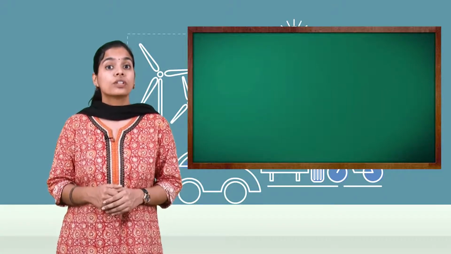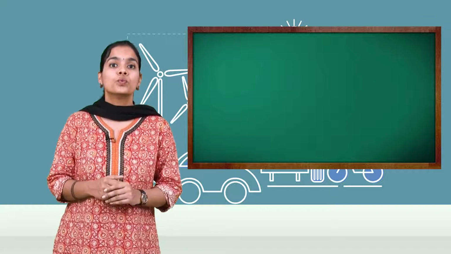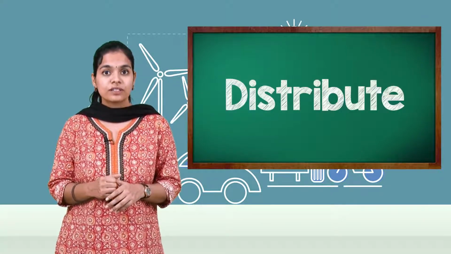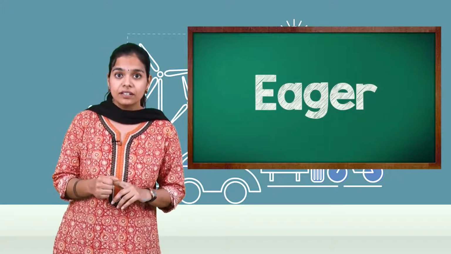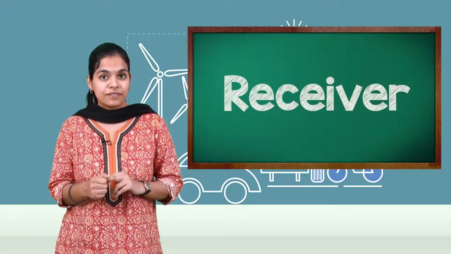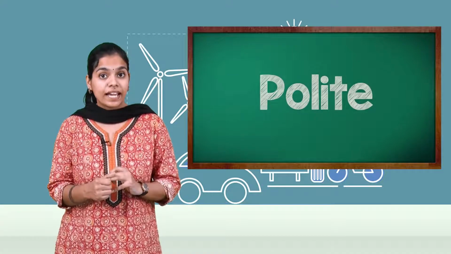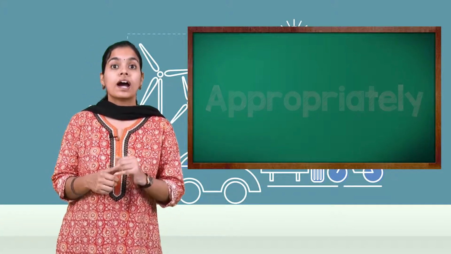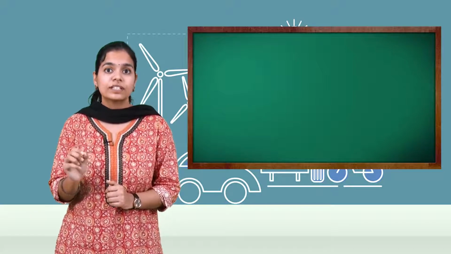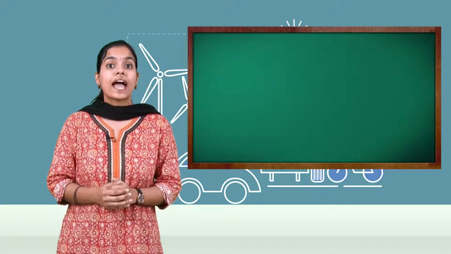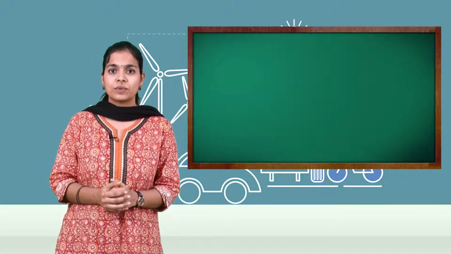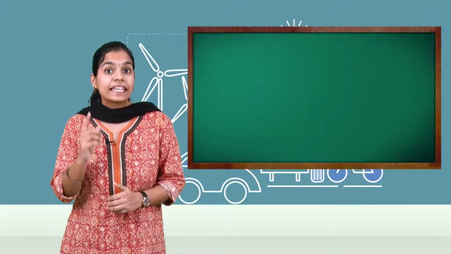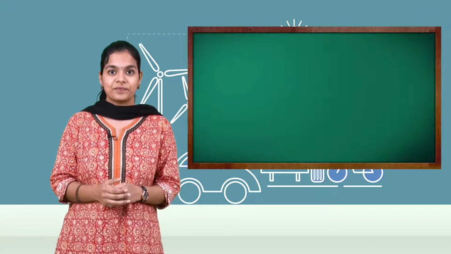Children, so the 5 new words we learnt today are distribute, eager, receiver, polite, appropriately. I hope you have noted them down in your notebook, and we will come across these words in the lesson as we read. Try to guess their meaning then.